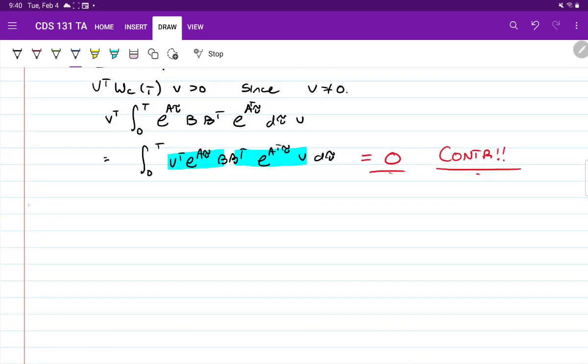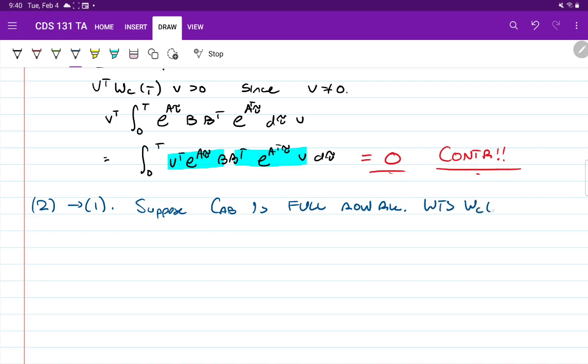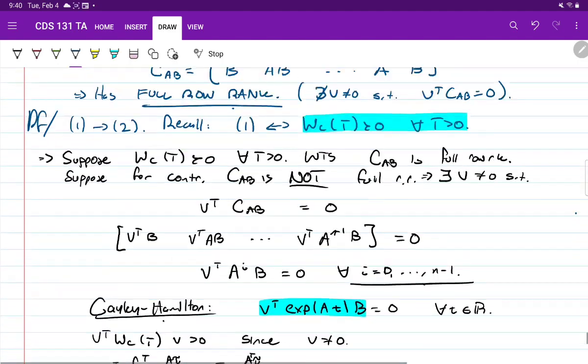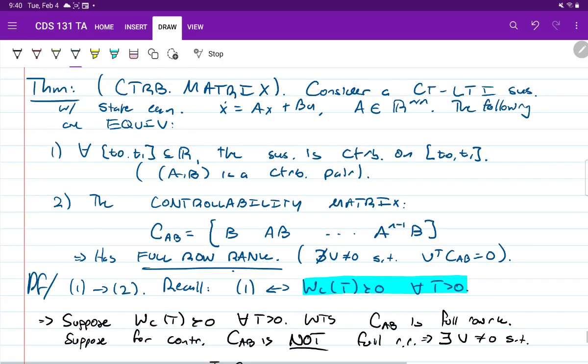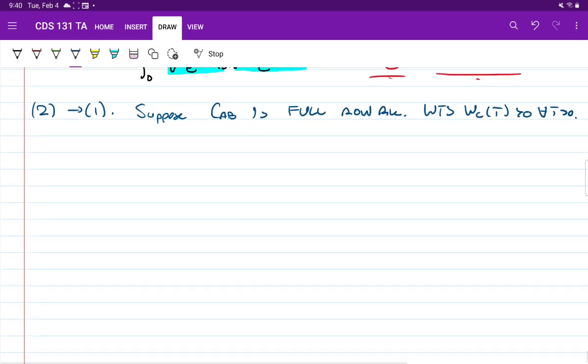Now let's show the other one. Now what I want to show is that 2 implies 1, all right? So let's suppose CAB is full row rank, okay? What I want to show is that my Gramian will be positive definite. So I want to show W_C of t is positive definite for all t greater than 0, because this is equivalent to my system being controllable, right? Or A, B being a controllable pair, okay?